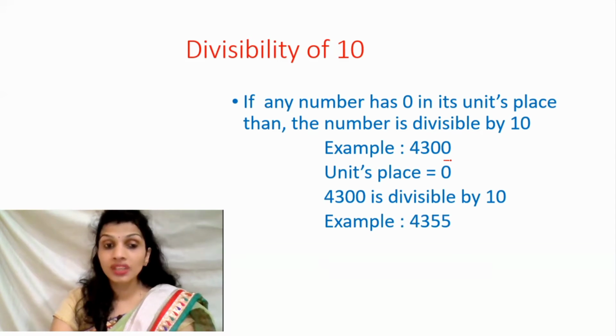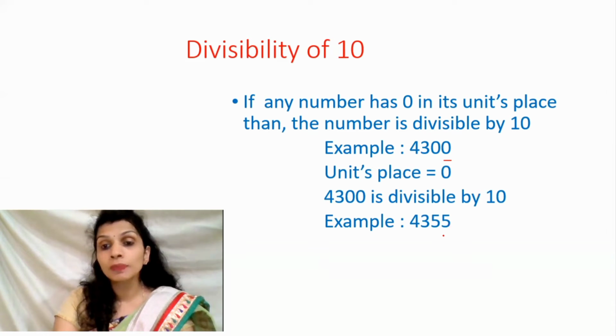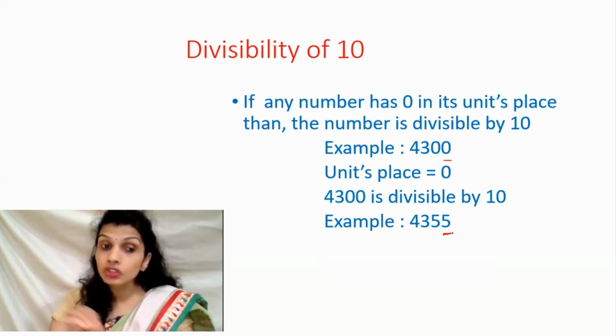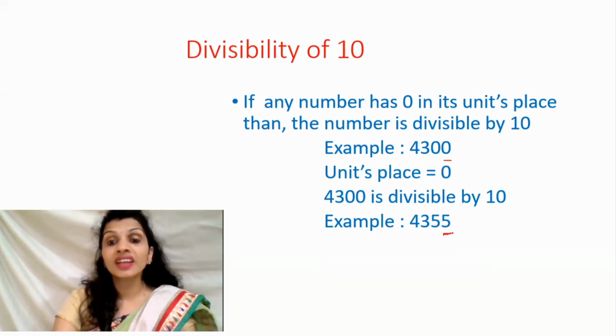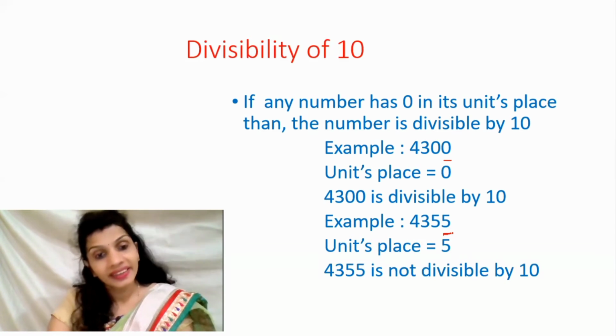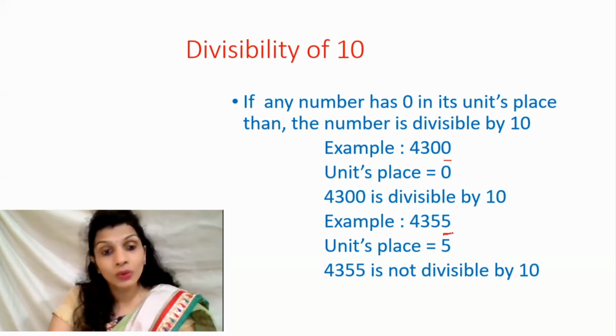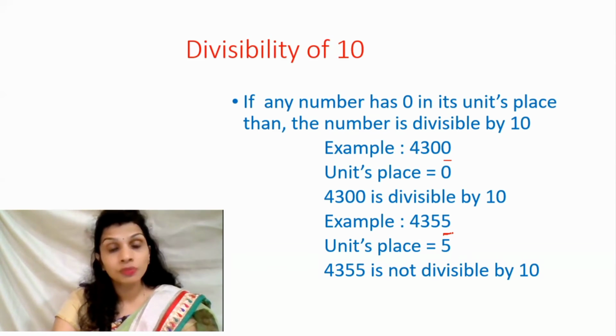Now let us move further. We will take one more example, 4355. Now here in the unit place, what number is there? 5. And what does the rule state? Only 0 should be there. So we can say that 4355 is not divisible by 10. Yeah, I hope students you will understand all the divisibility rules. Now let us move further.